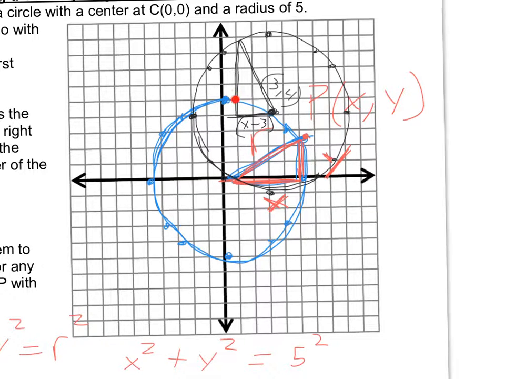And in the same way here, this is just some y value with 4 subtracted from it. And so we could call this y minus 4.